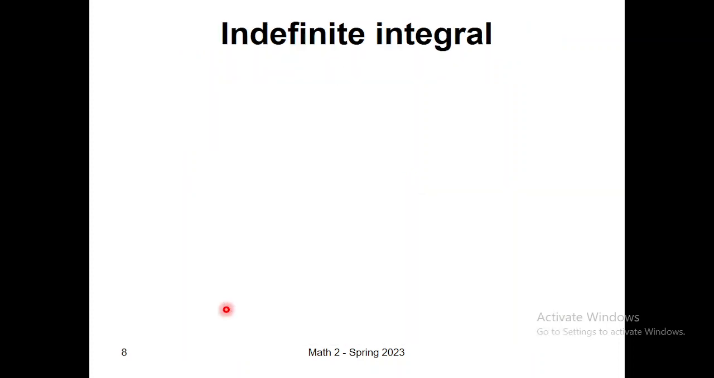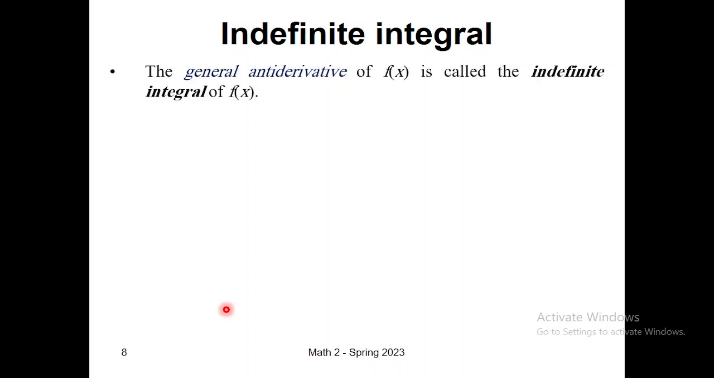So now the indefinite integration. Integration is the process and the integral is the result, as in differentiation. Differentiation is the process and the derivative is the result. So what is the indefinite integral? Simply speaking, the indefinite integral is the general antiderivative, the general antiderivative of something.